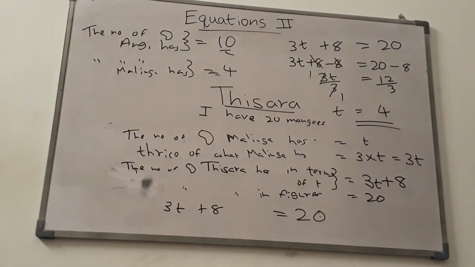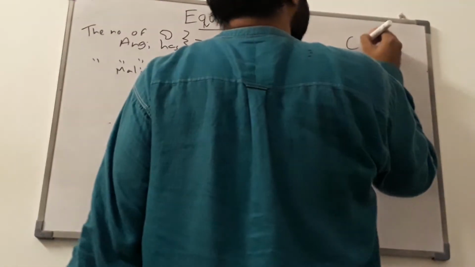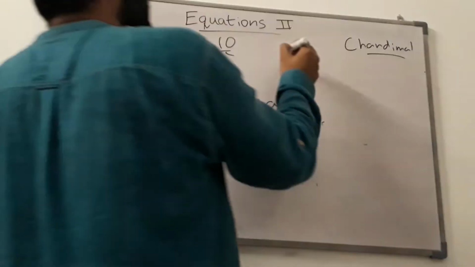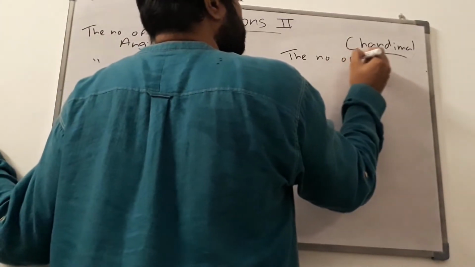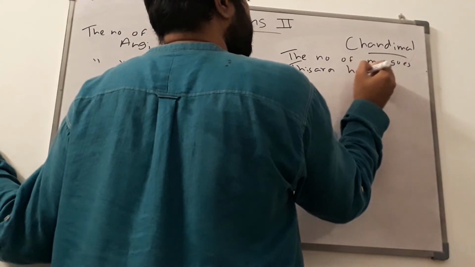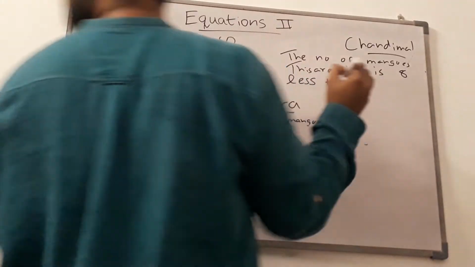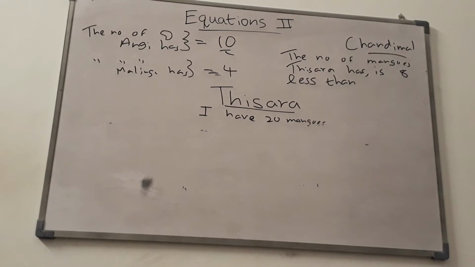Next is Chandimal. And what Chandimal says is, the number of mangoes Tisera has is 8 less than mine.